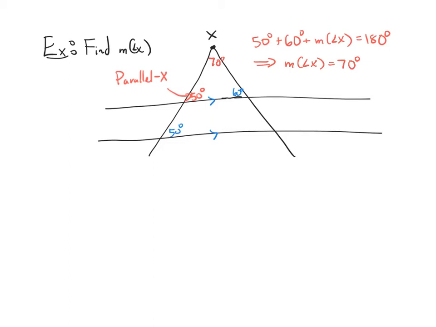So we found the measure of angle x. It was 70 degrees. And we can say by angle sum of triangle. And there we go. So we found the angle x.